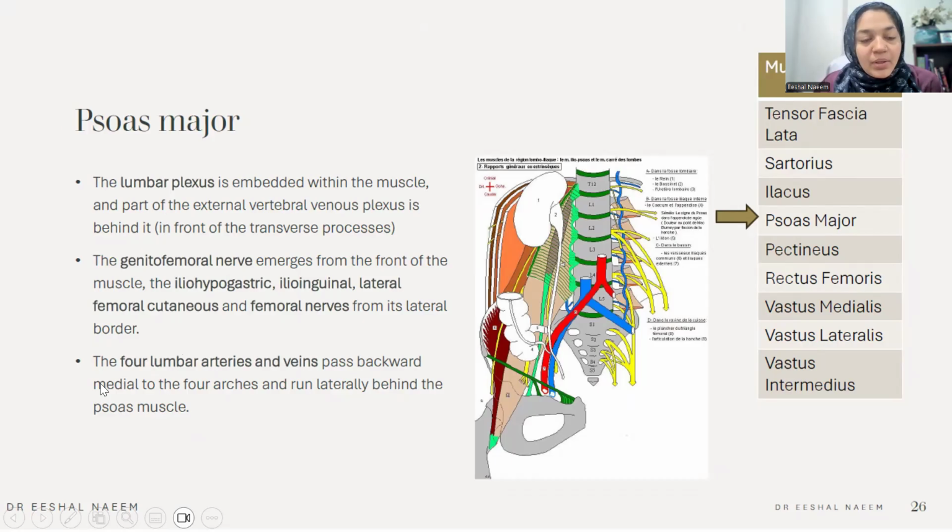The obturator nerve was passing medially to the psoas major muscle. Just an extra tip here. The four lumbar arteries and veins pass backwards and medial to the four arches and run laterally behind the psoas muscle. Okay, moving on.